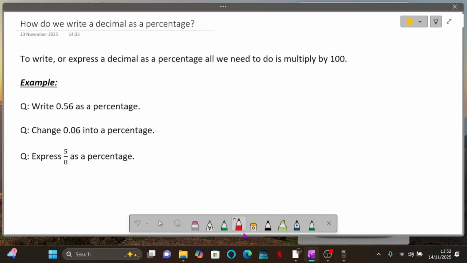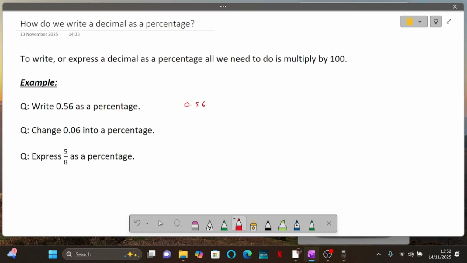The next thing we're going to take a look at is how to write a decimal as a percentage. Okay, this is really simple. It's probably one of the simplest parts of this session. All we have to do is multiply by 100. So for example, 0.56 times by 100 becomes 56%.